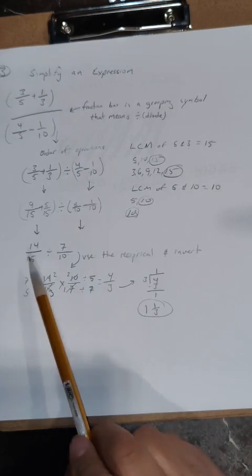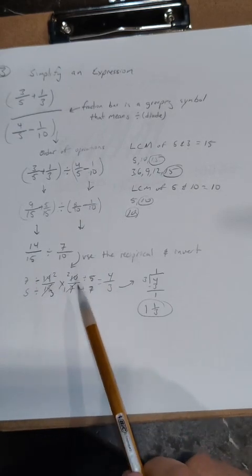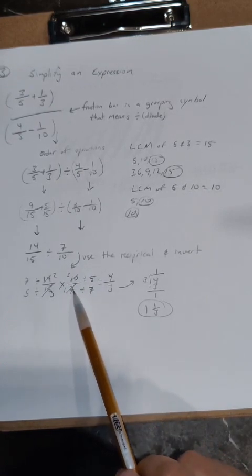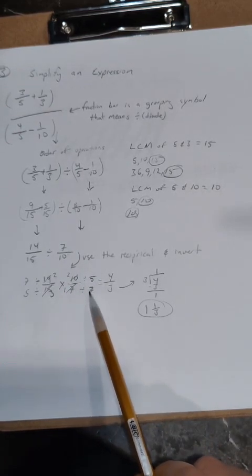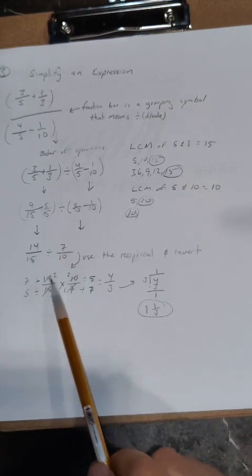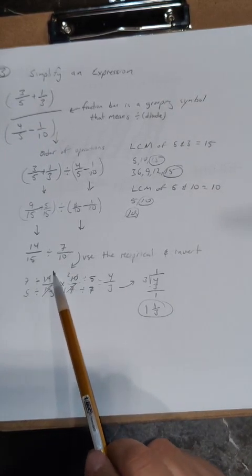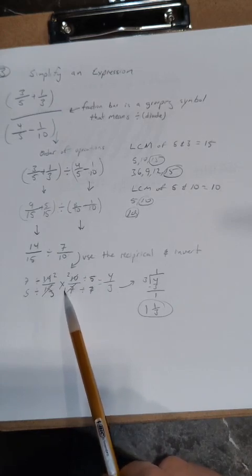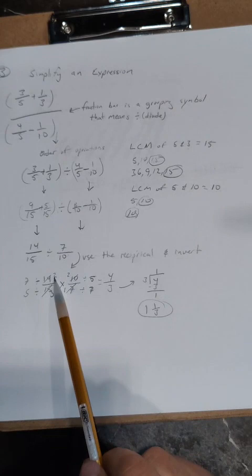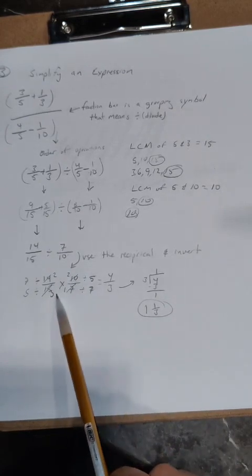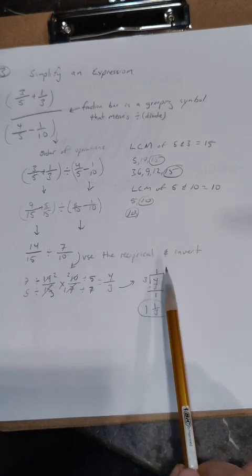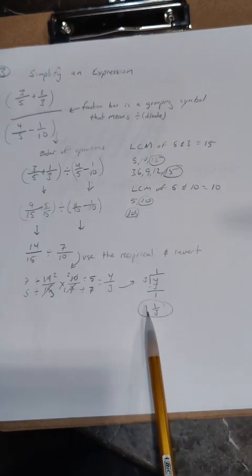14 over 15 times, inverting these, 10 over 7, and then I simplified before doing my multiplication. So I ended up simplifying here, and I got 2, 1 here, simplified here, 3, 2, and then I multiplied. I got 4/3, and then I did my division here to get the simplest form of 1 and 1/3.